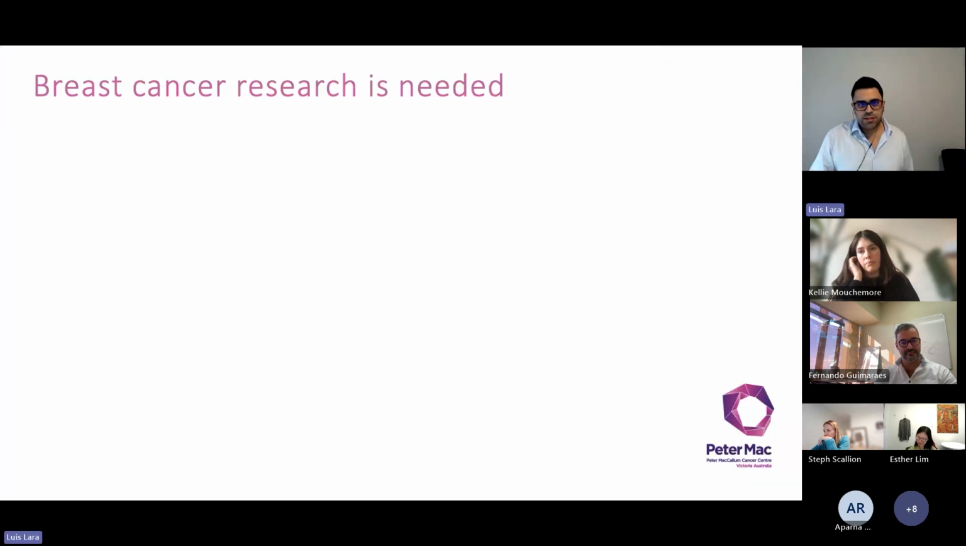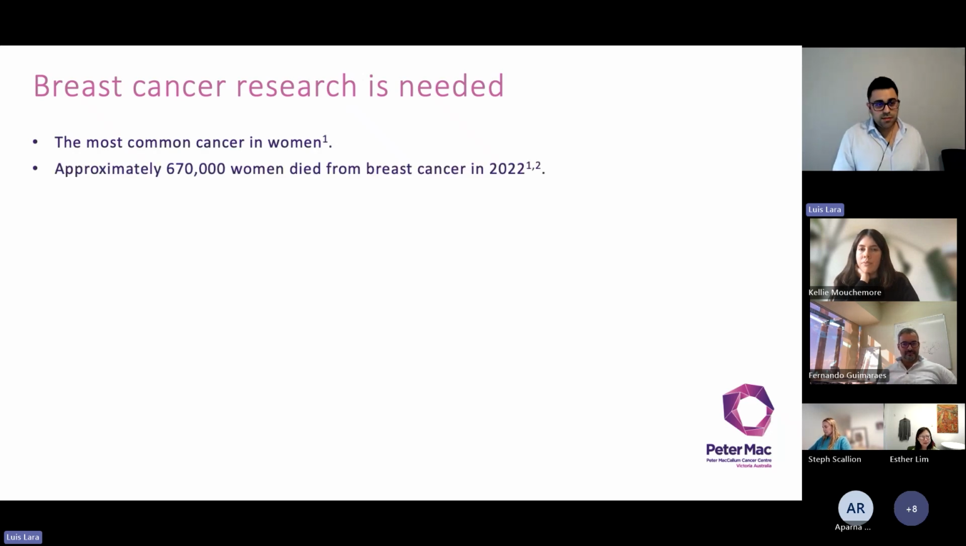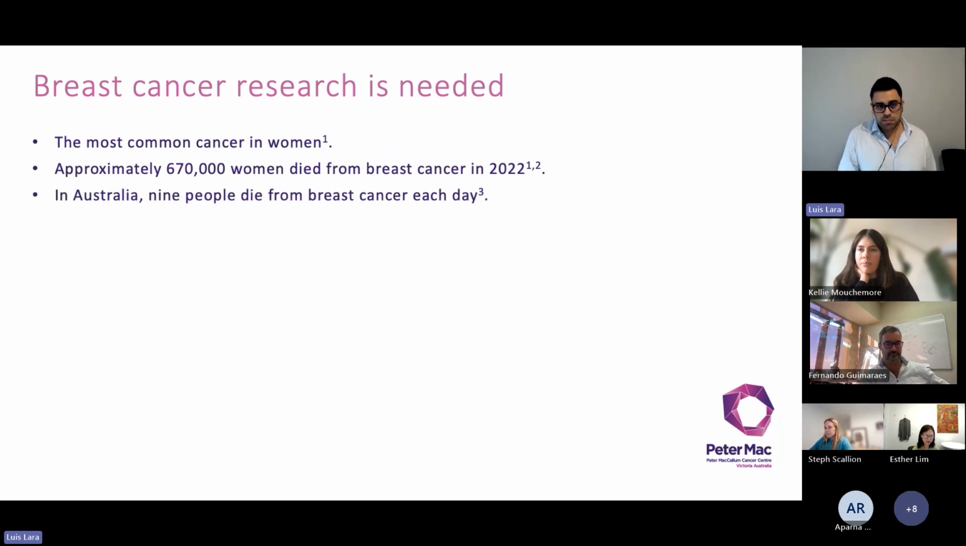So breast cancer research is needed. And why is that? Because it's the most common cancer in women worldwide, because approximately 670 women died of breast cancer in 2022, and every year is a similar outcome. In Australia, 9 people die from breast cancer every day.